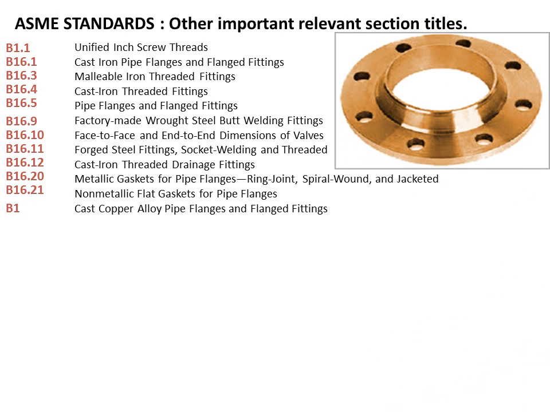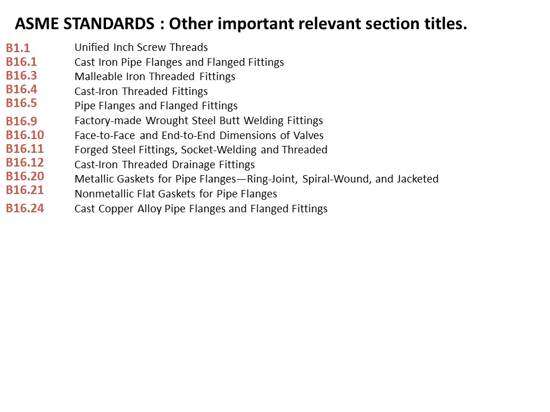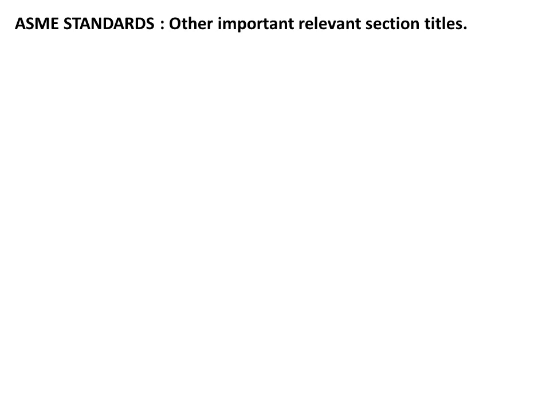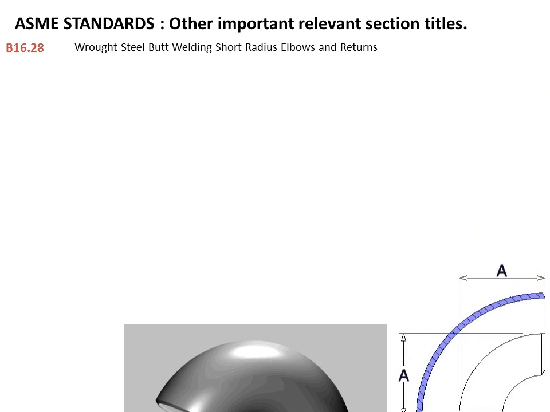For cast copper alloy pipe flanges and flanged fittings, it is 16.24. So it's for the cast copper alloy piping flanges and its fittings. For wrought steel butt welding short radius elbows and returns, a particular standard is devoted, and that is ASME 16.28.